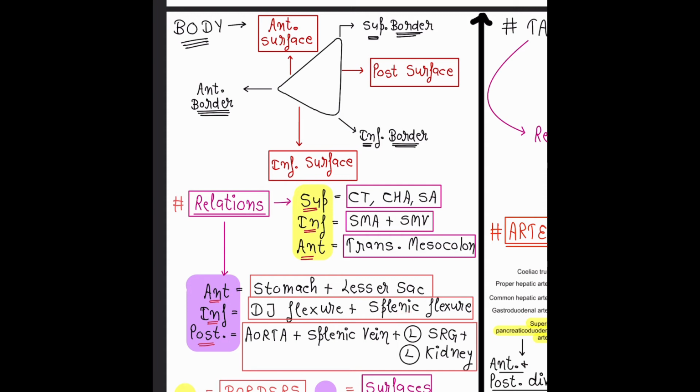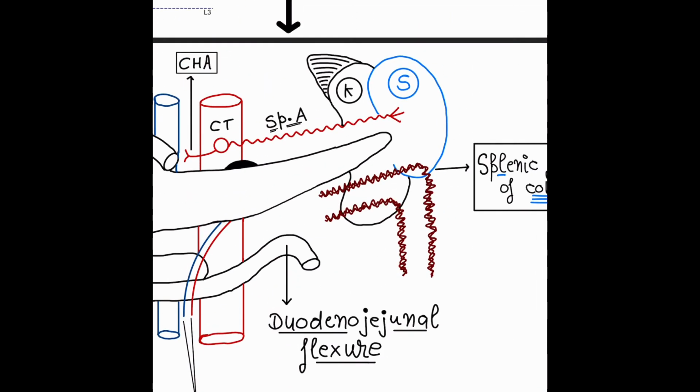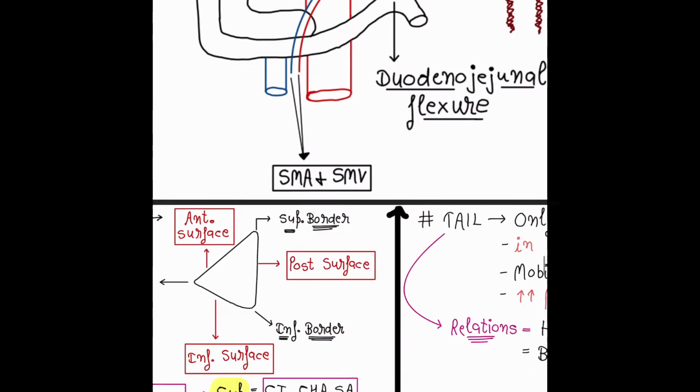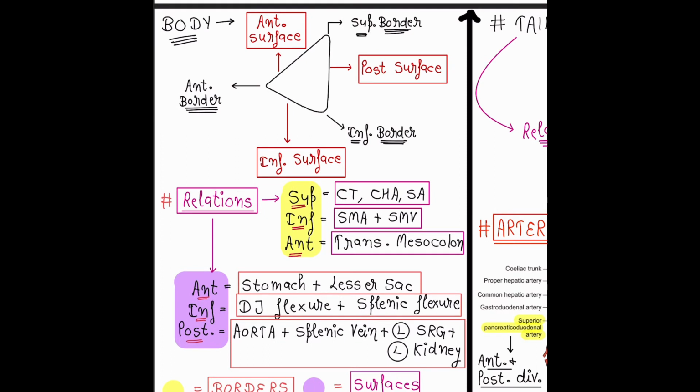Now lastly, the posterior surface will again have some blood vessels and 1 major organ in relation, that is the kidney. Okay, we have the kidney in relation with the posterior surface. So the left kidney and the left suprarenal gland, along with which lies the aorta, the major artery, the abdominal aorta basically, and the splenic vein. Okay, in the last lecture on the spleen, I also talked about how the splenic vein runs behind the pancreas. So obviously it will be in the posterior relation of it.